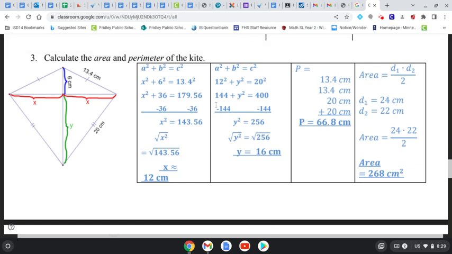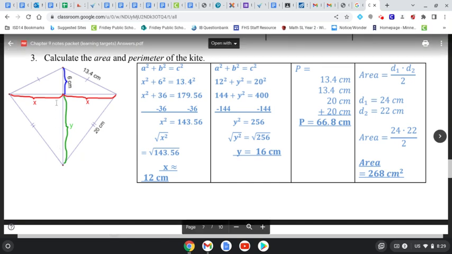And I go ahead and subtract 144 from both sides on that after squaring. 12 squared is 144. Squaring 20 is 400. Subtracting 144, I end up with 256. And then I go ahead and take the square root of 256, and I end up with 16. So this distance here of y is 16.